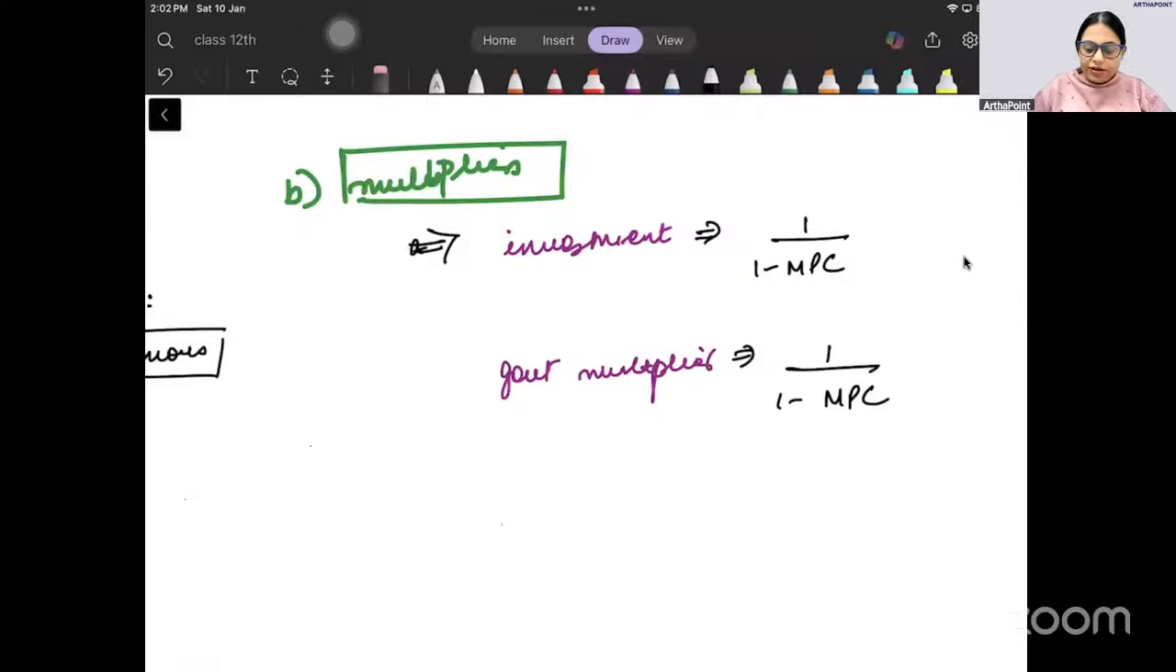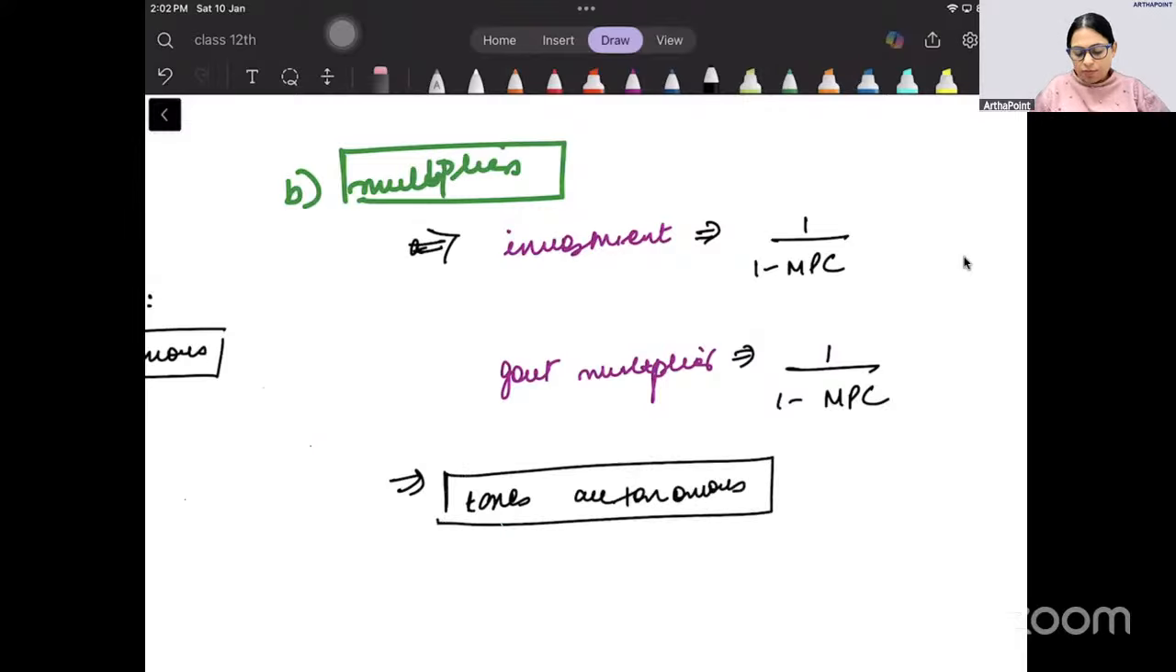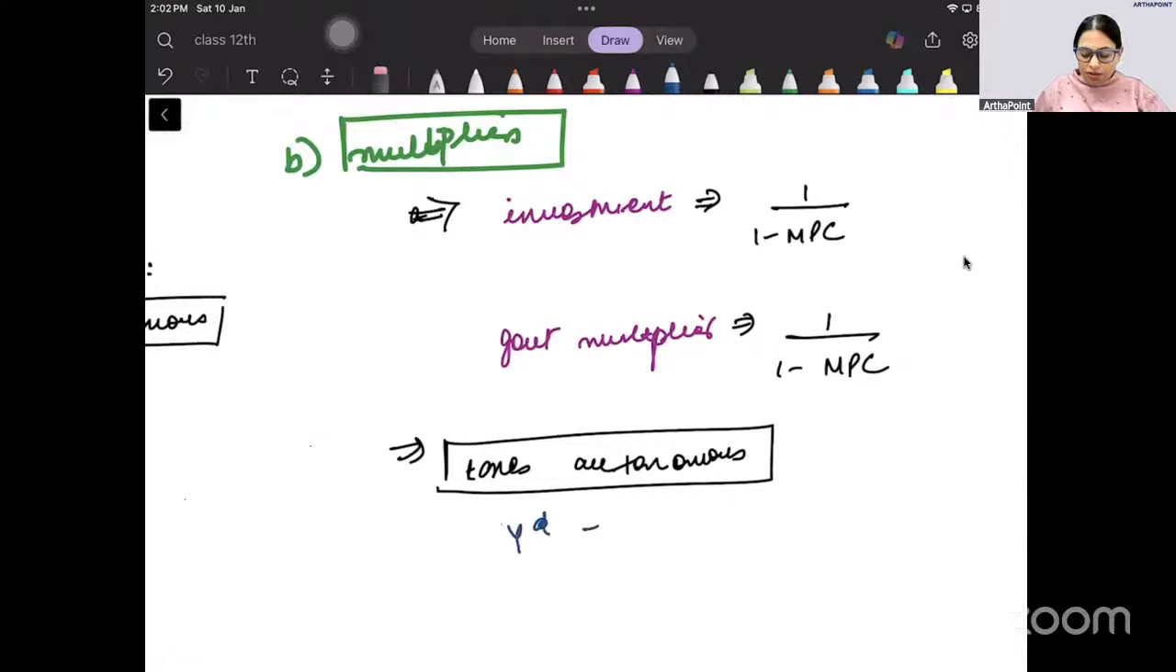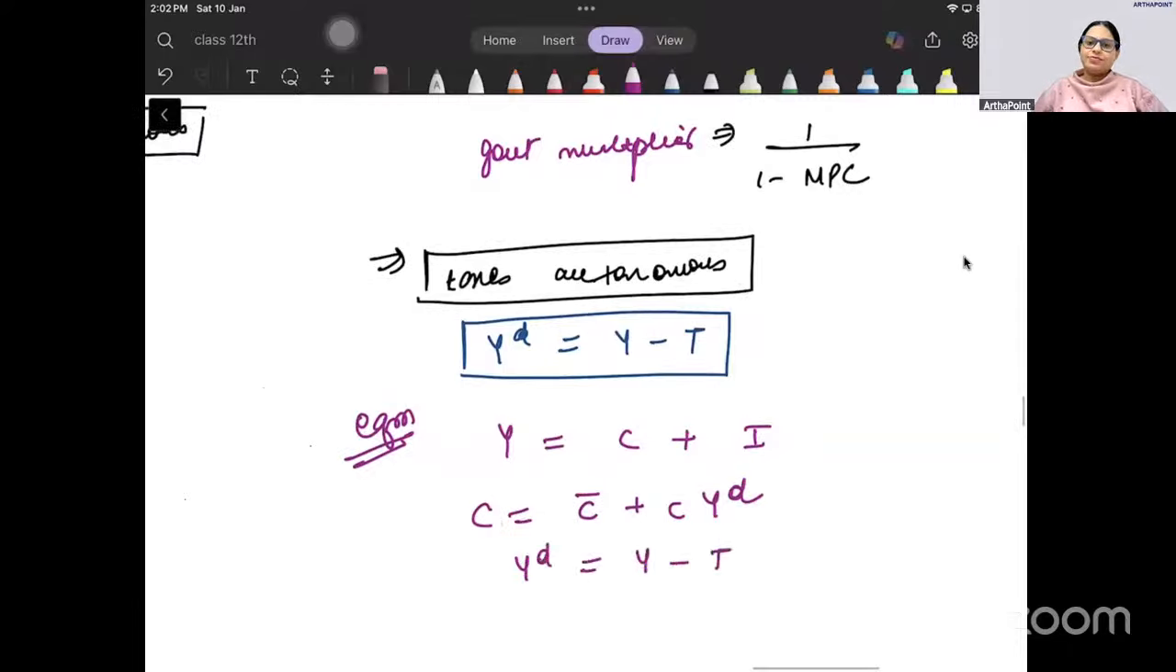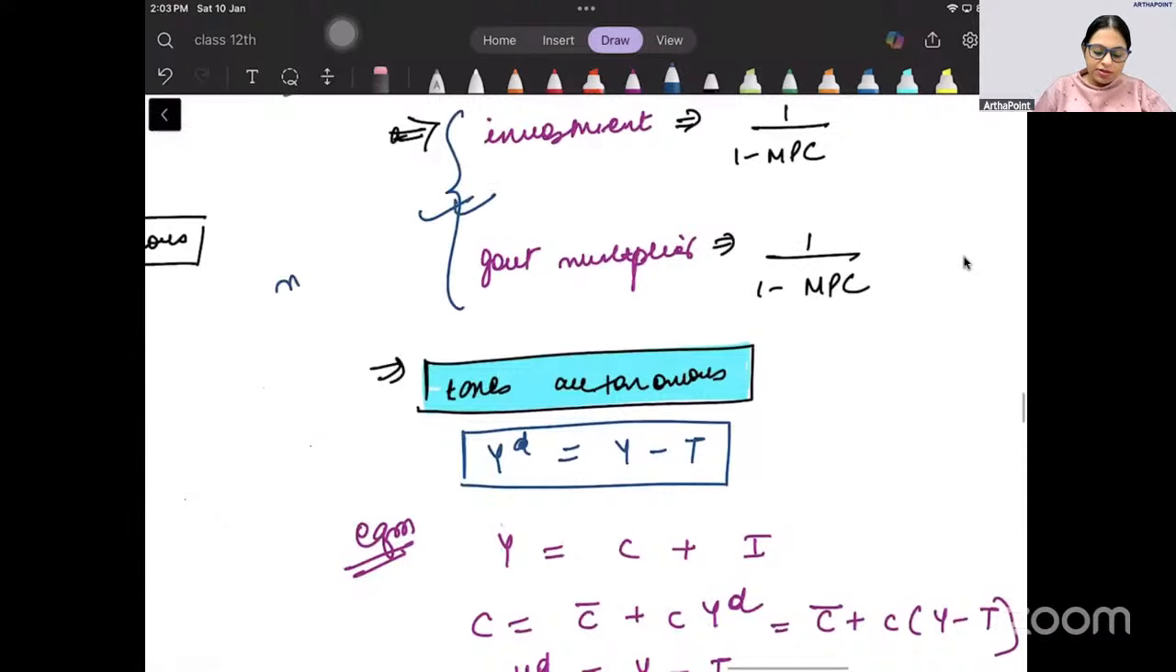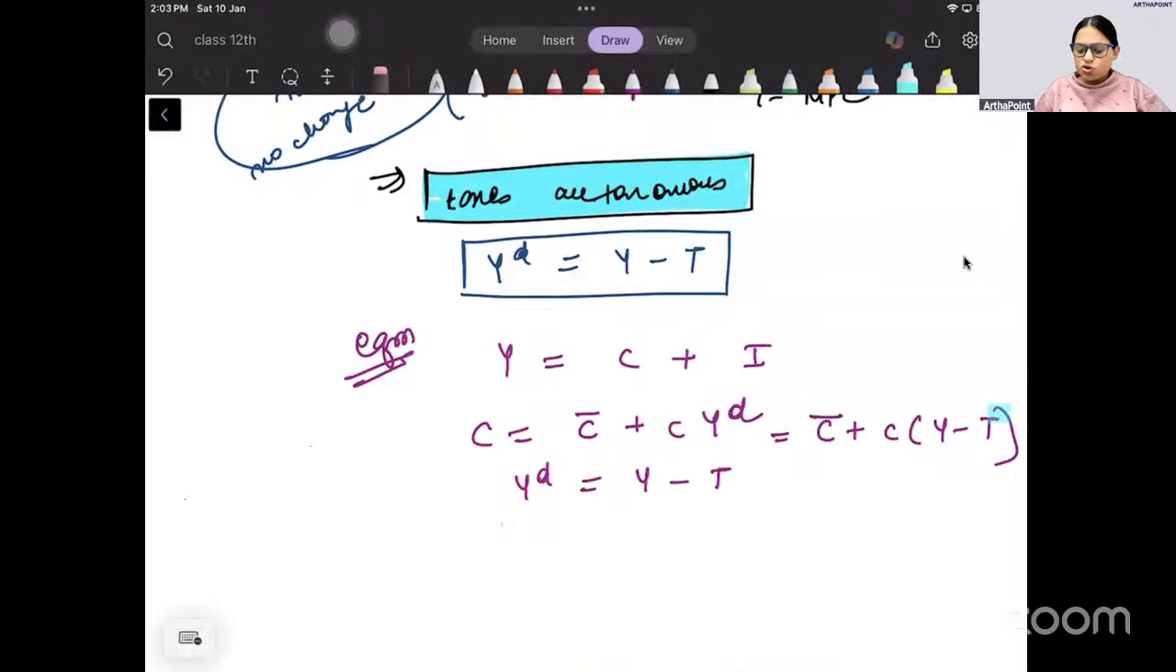Second one here: find out the multiplier with taxes as autonomous. Taxes autonomous means that my disposable income is written as income minus taxes. So I know that my equilibrium is basically Y is equal to C plus I. C is c bar plus small c Yd. But here my disposable income is income minus taxes. So I can convert this as C is equal to c bar plus small c times Y minus T. As long as taxes are autonomous, the formula remains unchanged. These will be your multipliers. No change, because these are just constant values. There is no income involved.